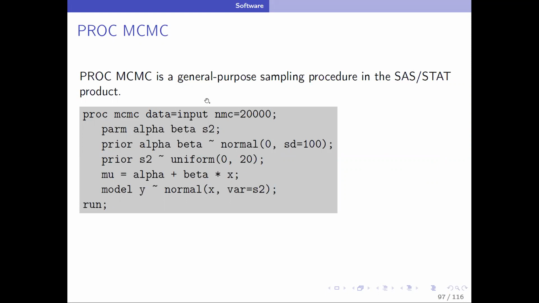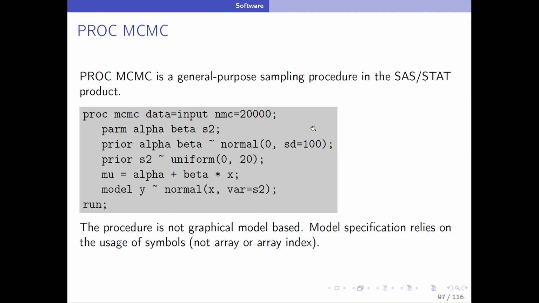PROC MCMC is what SAS has. It's also a general-purpose sampling procedure in STAT. The procedure is not graphical-model based. The model is specified relying on the usage of symbols, not arrays and array indices. So it's more like a C-like thing. It follows the idea of the data step. So it's essentially embedded data step functionality in a procedure, building a probabilistic programming language inside the MCMC procedure.